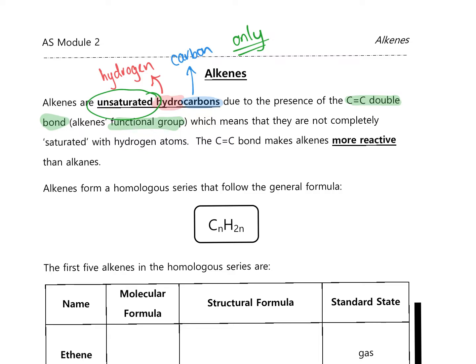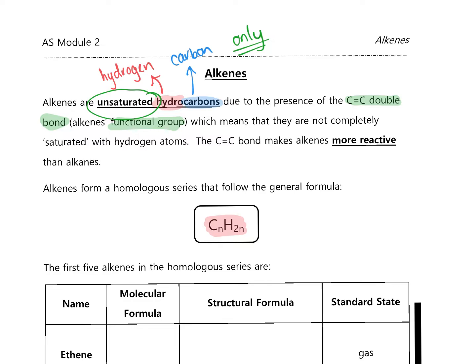We said that alkanes were saturated hydrocarbons in the sense that they are bonded to as many hydrogens as possible because they only have carbon-carbon single bonds. And it's this carbon-carbon double bond. It may seem like a very slight change, but it actually makes alkenes more reactive than alkanes, a lot more reactive. So the general formula for alkenes is a little bit different than alkanes because of the presence of that carbon-carbon double bond. It leaves less room for hydrogen atoms to be bonded. And so their general formula is CnH2n.